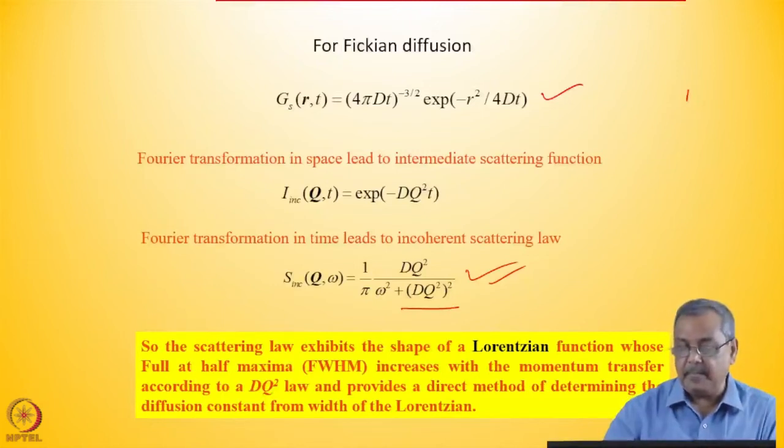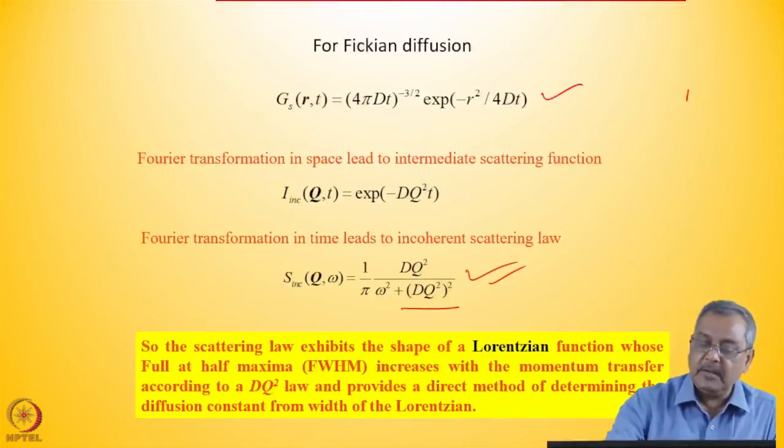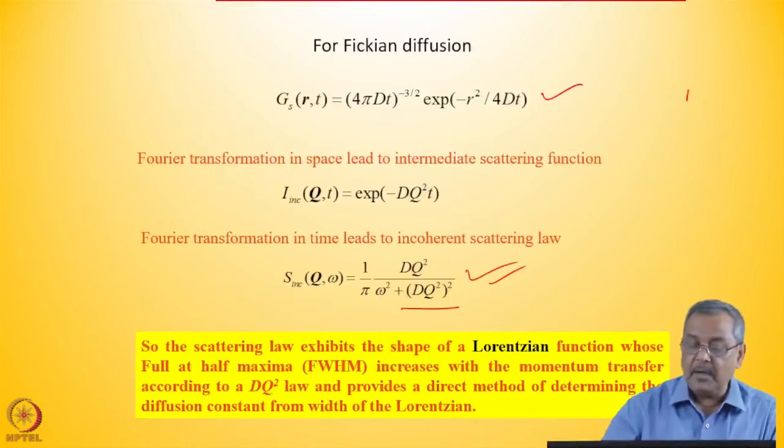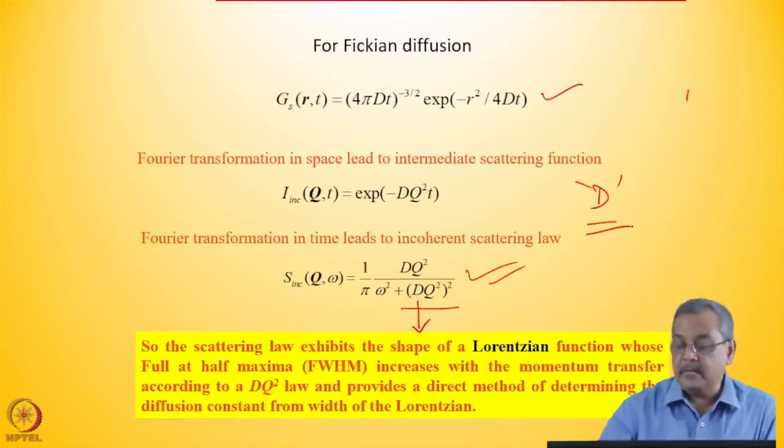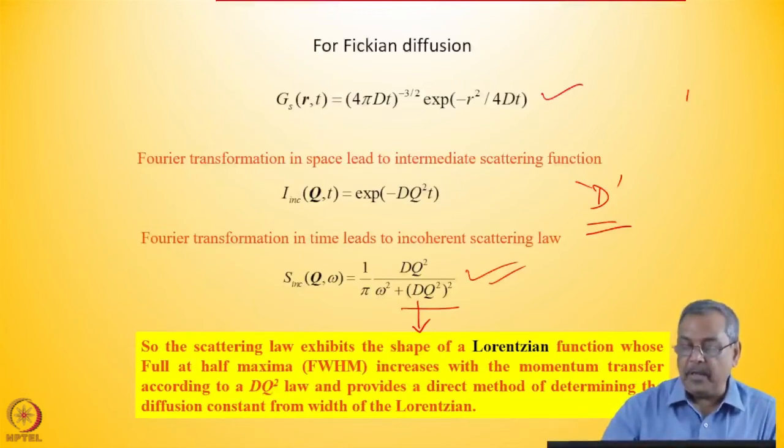Now if I can do this experiment, that means measure S incoherent (q, omega) at various q values, then you can see that the width of the Lorentzian will vary with D q square, and from there I can try to get information on the diffusion constant. Very interesting. And this Lorentzian width is typically tens of micro electron volts to hundreds of micro electron volts. So this is a very low energy transfer experiment in which we measure the Lorentzian, convoluted with a Gaussian resolution function, which will be a pseudo-Voigt function, from which we have to find out the value of D q square, and then plotting that D q square at various values of q will give me the diffusion constant in the system.